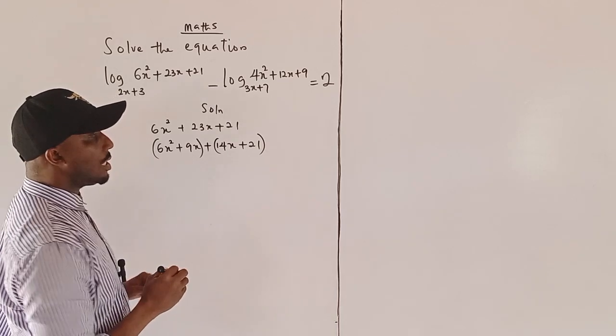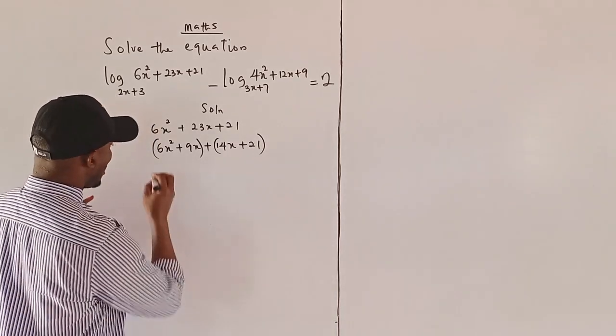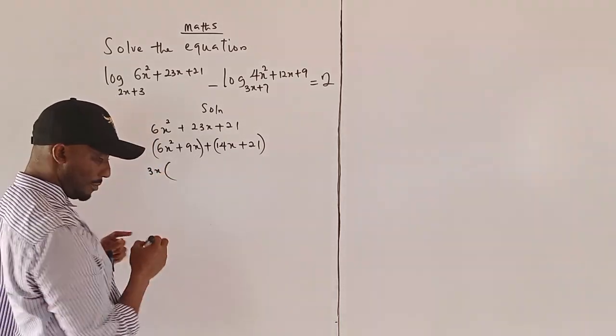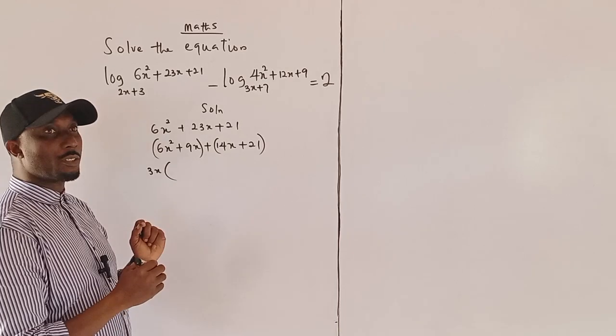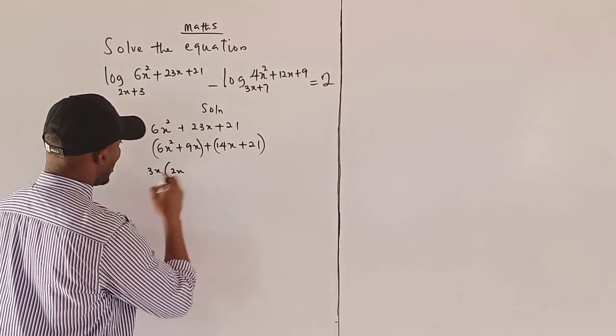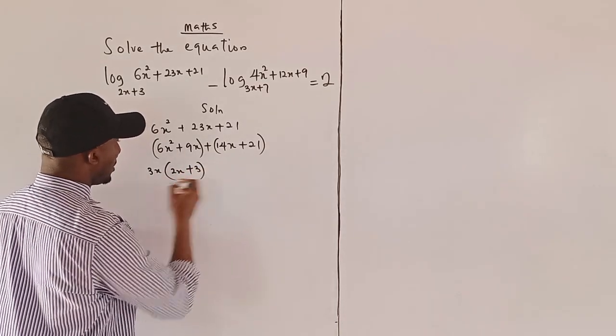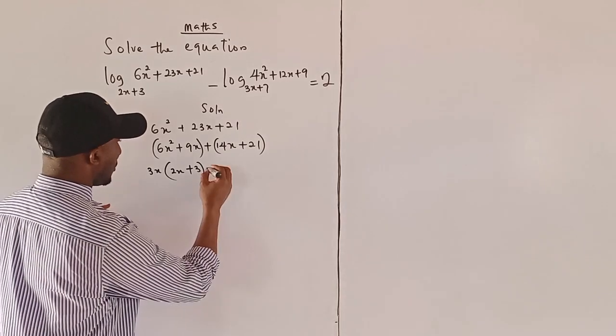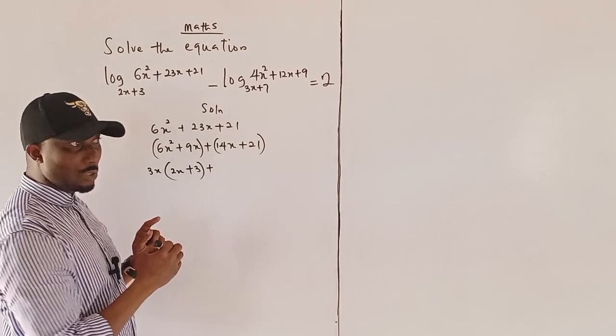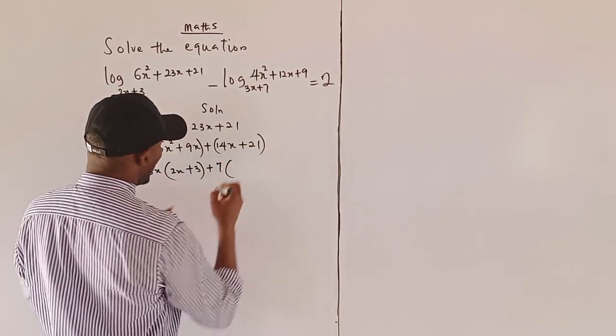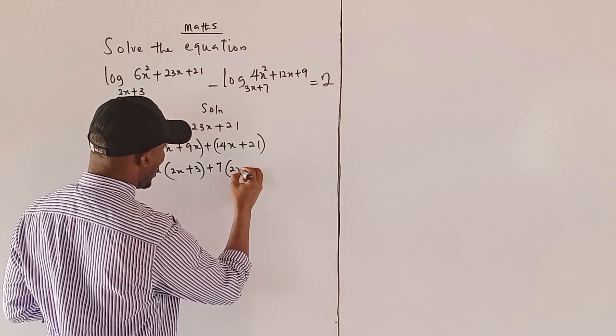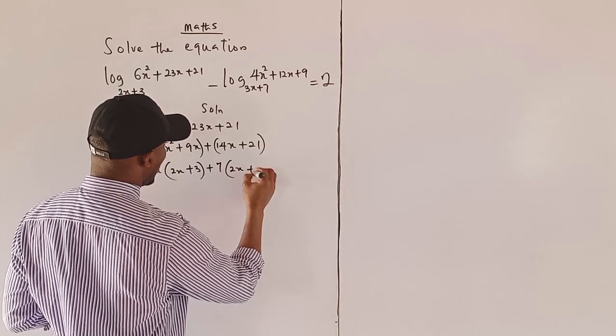6s squared and 9s, what is common? That's 3s. I'll write out 3s. 3s divides 6s squared, that's 2s. 3s divided into 9, that will be 3. Then 14s and 21, what is common? That's 7. 7 divided into 14s, that's 2s. 7 divided into 21, that's 3.